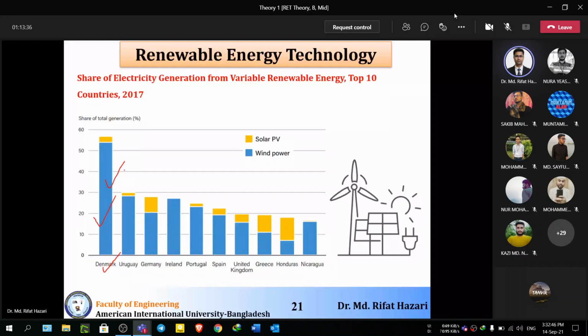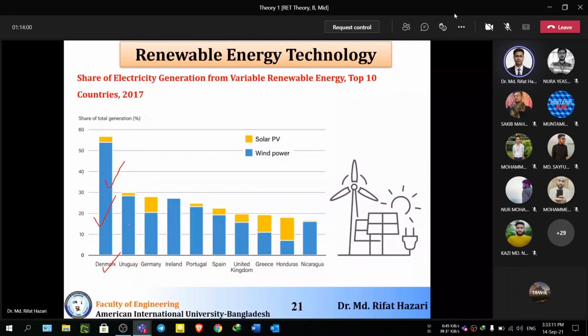I went to Denmark back in 2018 for a conference, and I have heard that Denmark is planning to run on 100% renewable energy, maybe by 2035. By 2035, all of the generation will be based on renewable energy. Currently it's around 55%, and more than 50% they are getting from the wind turbine.